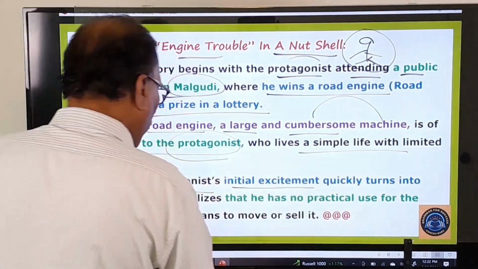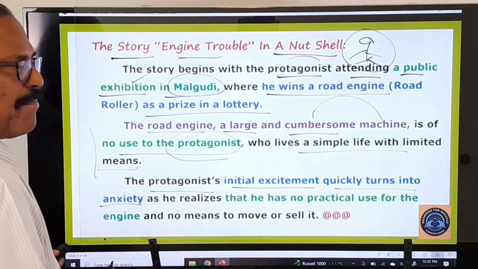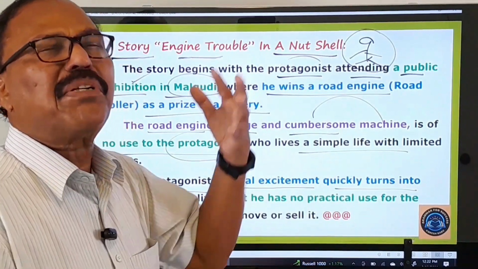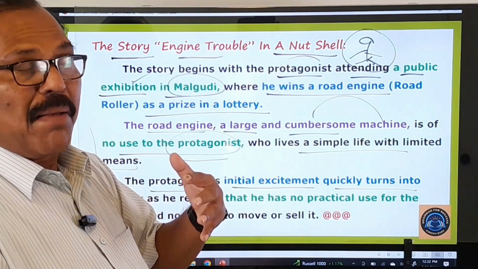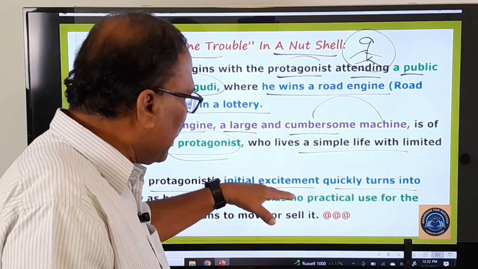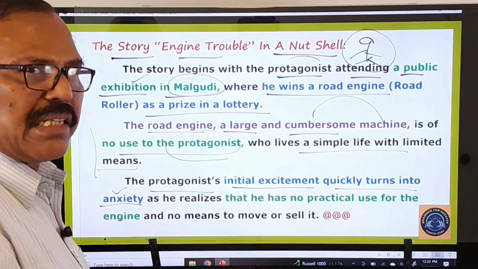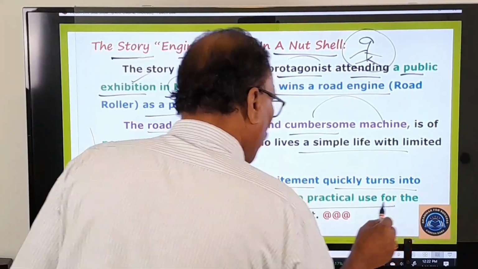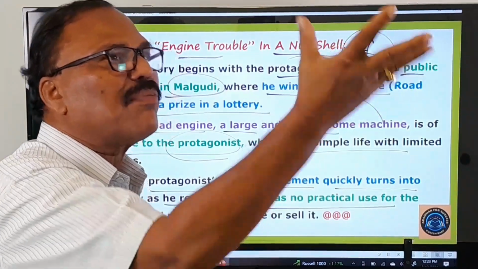And here the protagonist's initial excitement quickly turns into anxiety. At the beginning, this protagonist felt extremely happy. He was very excited on winning that road engine as a prize. But his initial excitement quickly turns into anxiety. Why did it turn into anxiety? As he realizes, he understands that he has no practical use for the engine.